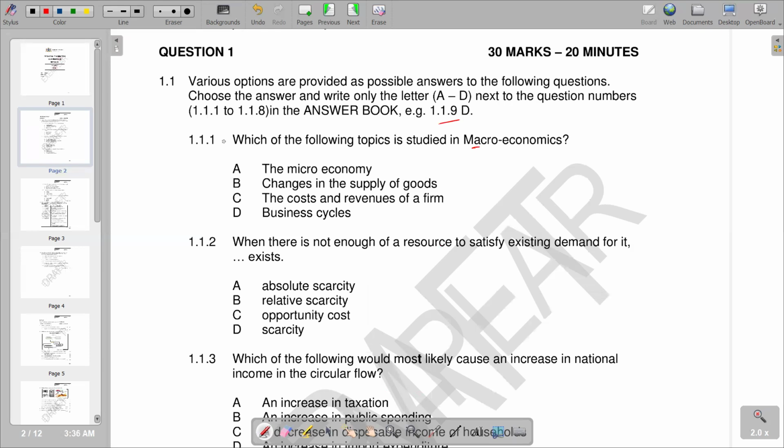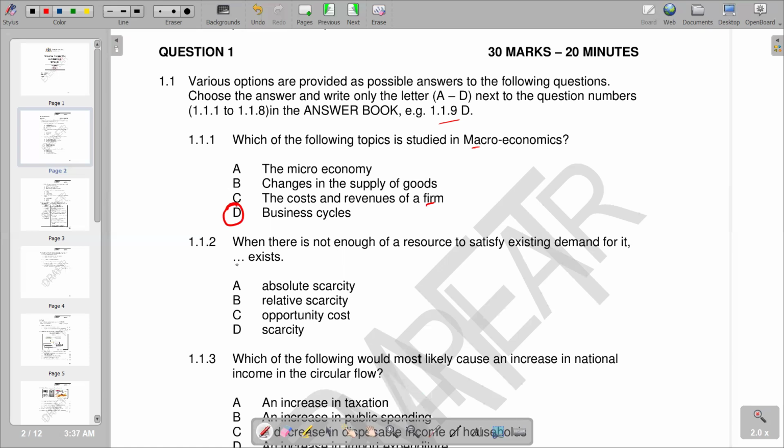So if you look at the first, we have macroeconomic is out, changes in supply of goods is out, and the cost and revenue of a firm. We are seeing this is a firm point of view, so it's out also. But the business cycles, they include the whole economy. Remember, business cycles are just recurring patterns of economic activity that we have in the country, covering the economic activities of the whole country. We can also explain it as fluctuations that impact many factors. It might be impacting income levels, impacting GDP, or even impacting productivity. So business cycle is the correct answer.